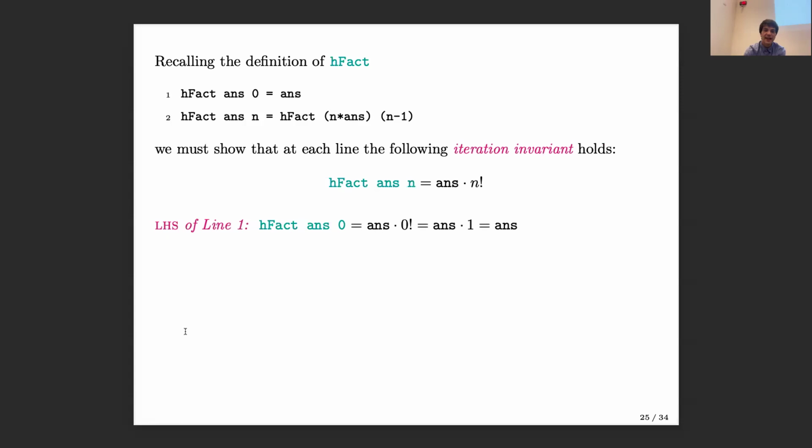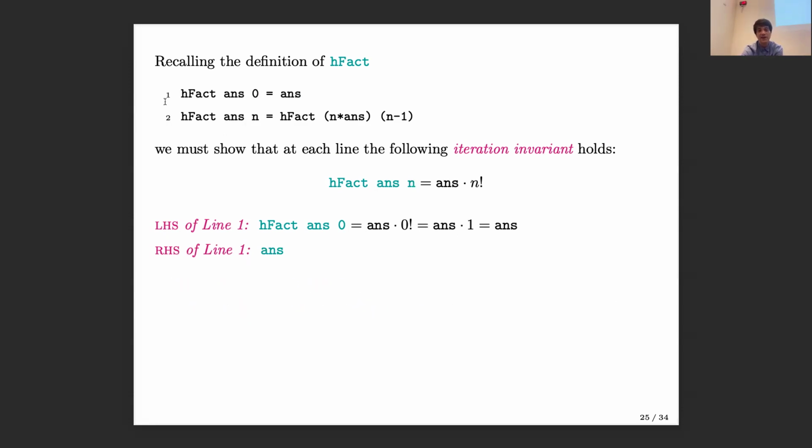Left-hand side of line 1, okay? So h factorial of answer and 0, according to my iteration invariant, is answer times 0 factorial, which is equal to answer times 1, which is equal to answer. Okay, let's check what's the right-hand side of 1. This is an equation. This is 1. This is its left-hand side. What's its right-hand side? Right-hand side of line 1 is answer. So is left-hand side of line 1 equal to the right-hand side of line 1? So we've verified that this is true at line 1.